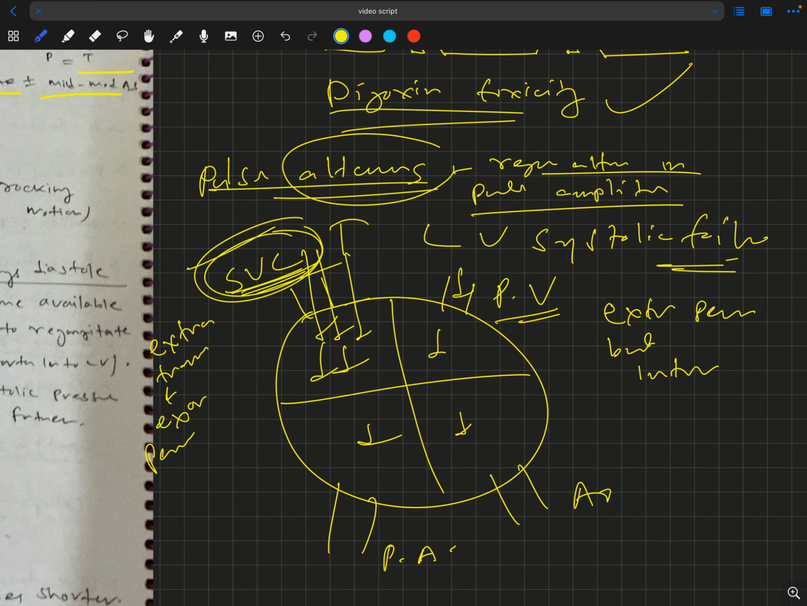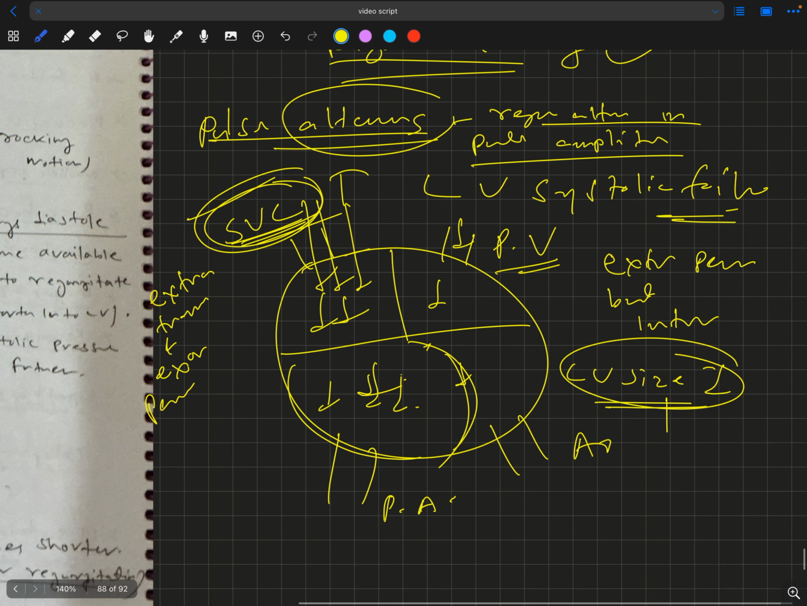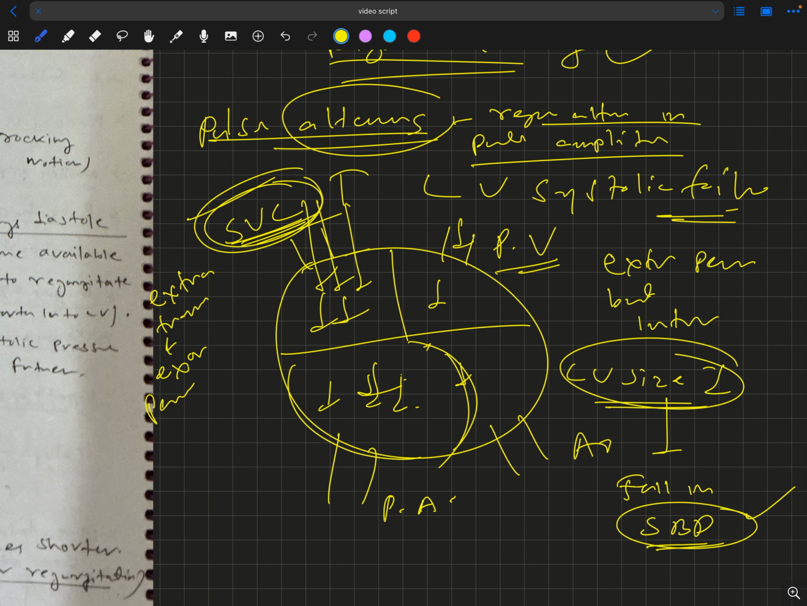So when this blood is flowing to the right atrium, what happens now? There will be increased volume overload inside the right ventricle. Now this ventricle will push the interventricular septum slightly. So now what's happening? The LV size is decreasing for a small period of time, so that will lead to a fall in SBP, systolic blood pressure. So inspiration leads to a fall in systolic blood pressure.